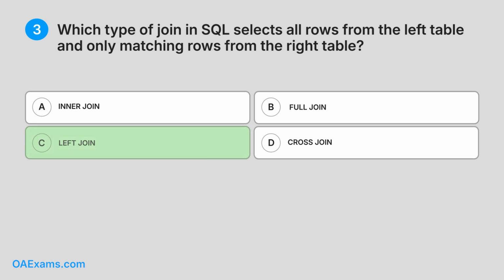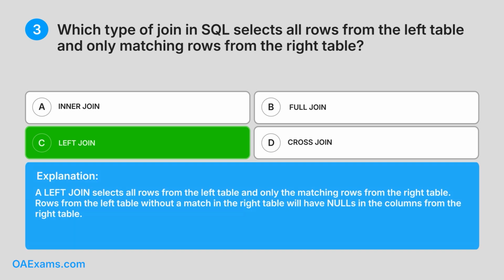Correct answer. C. Left join. Explanation. A left join selects all rows from the left table and only the matching rows from the right table. Rows from the left table without a match in the right table will have nulls in the columns from the right table.